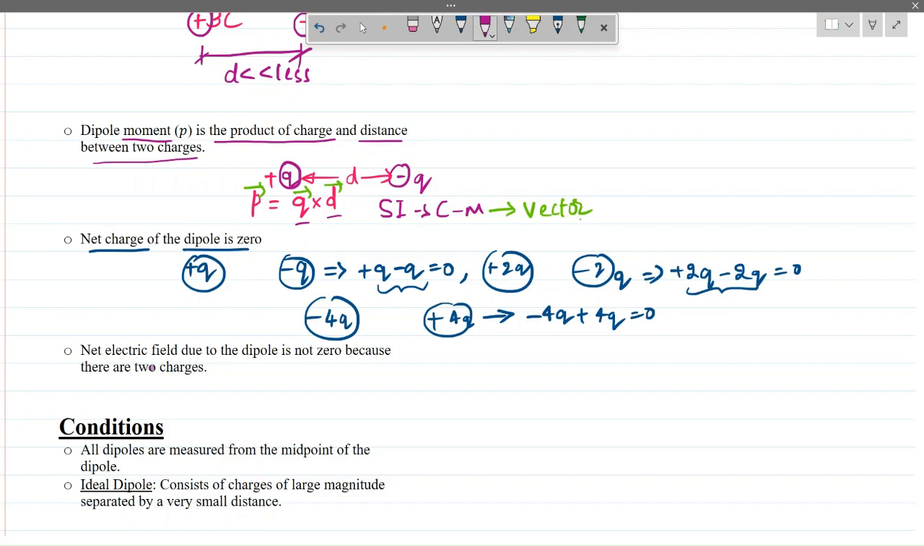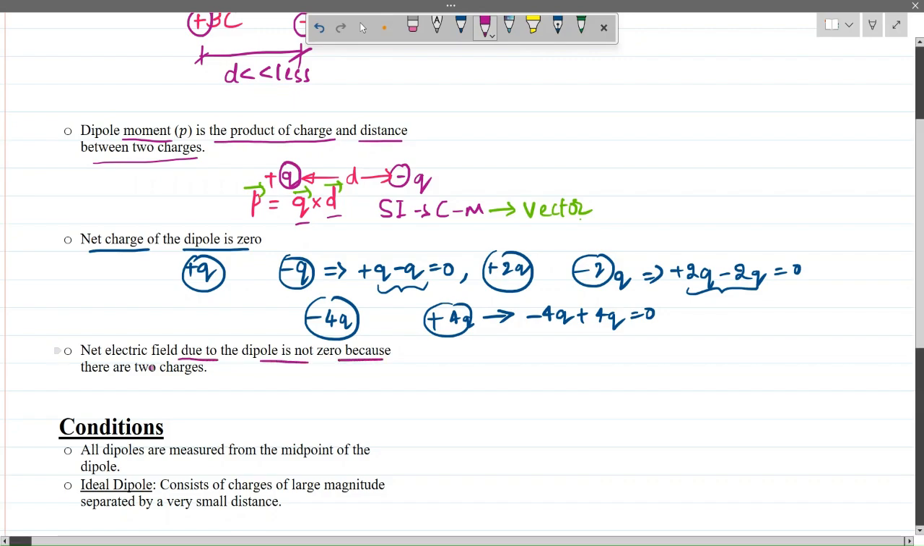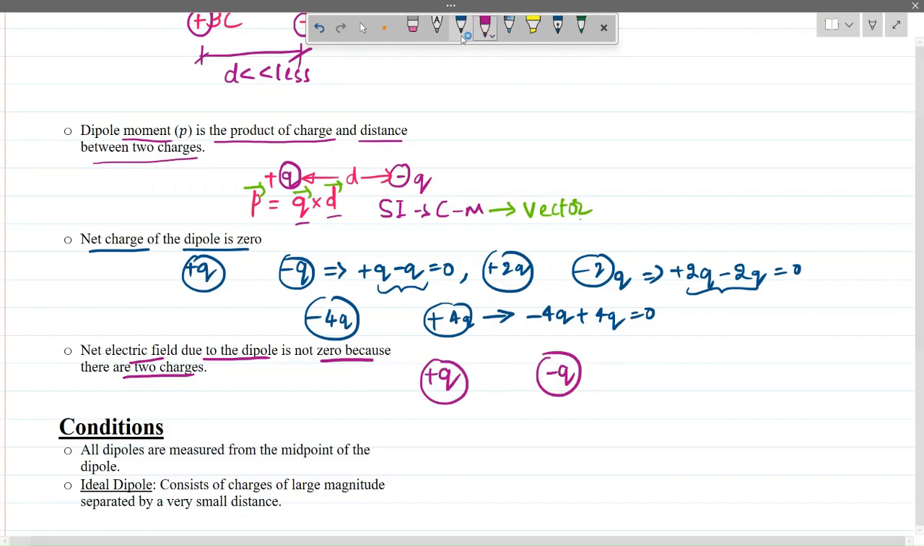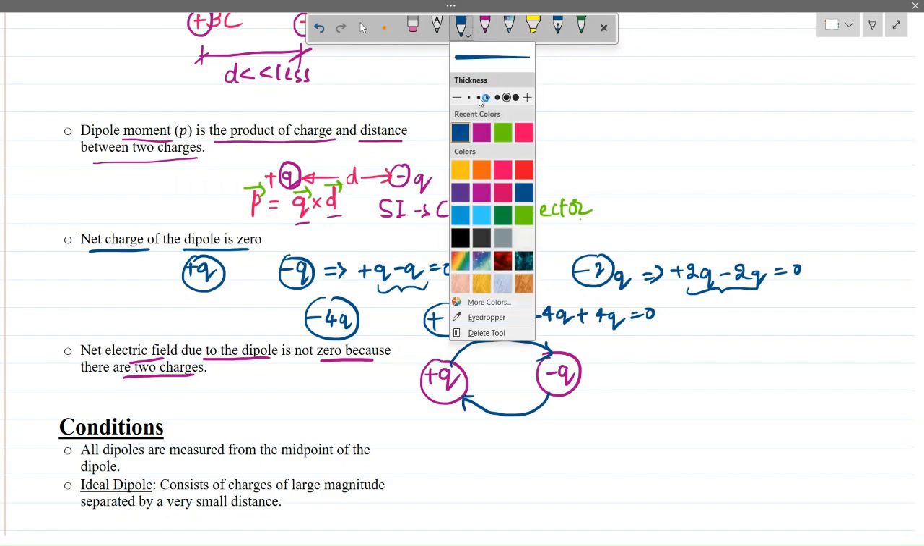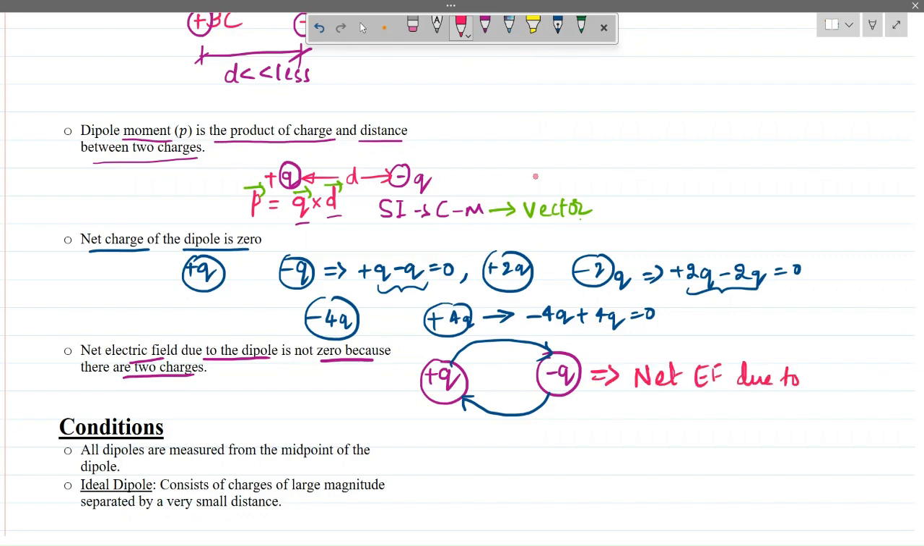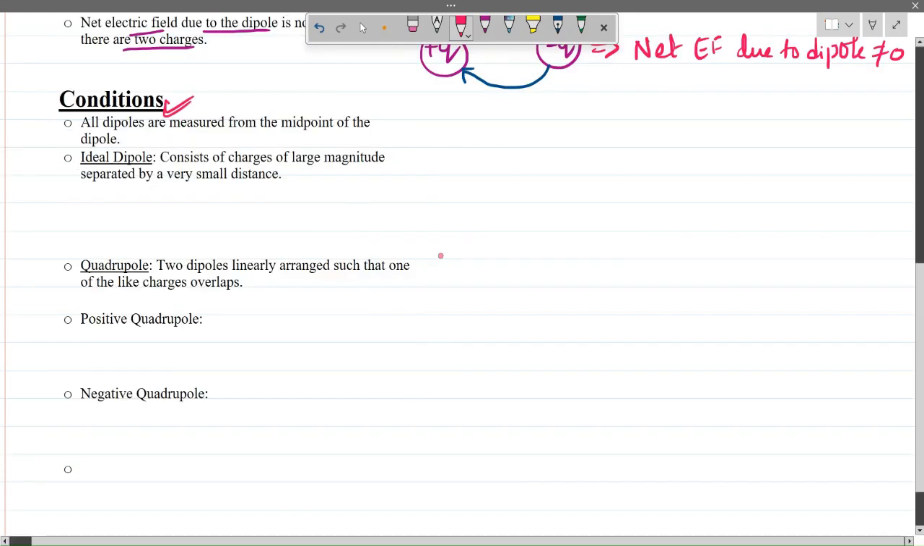Next condition, what does it state? Net electric field due to the dipole is not 0 because there are two different charges. For example, we have a charge plus q and one more charge minus q. The electric field is produced by each charge and experienced by the other, so it experiences an electrostatic force because of its presence. Whatever electric field is caused by charge plus q is experienced by minus q, and whatever electric field is caused by minus q is experienced by plus q. So the net electric field due to the dipole is not 0.